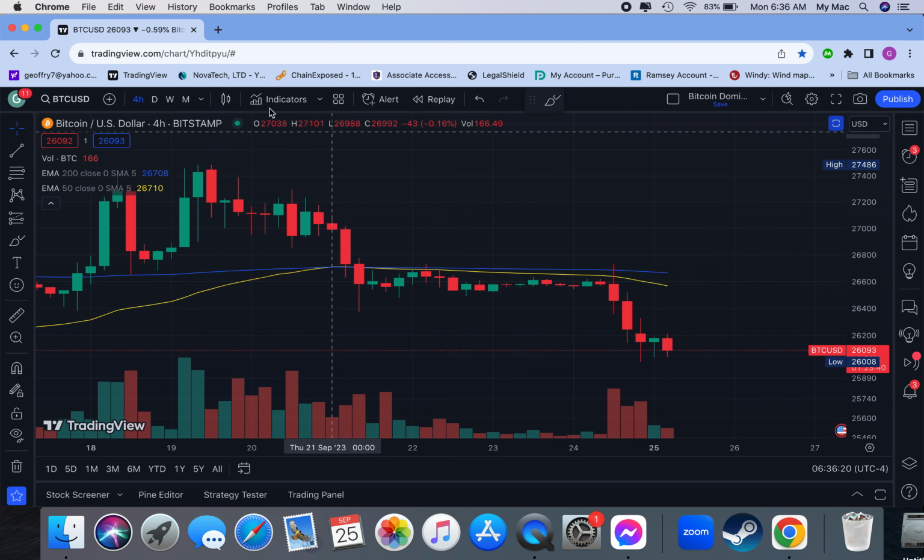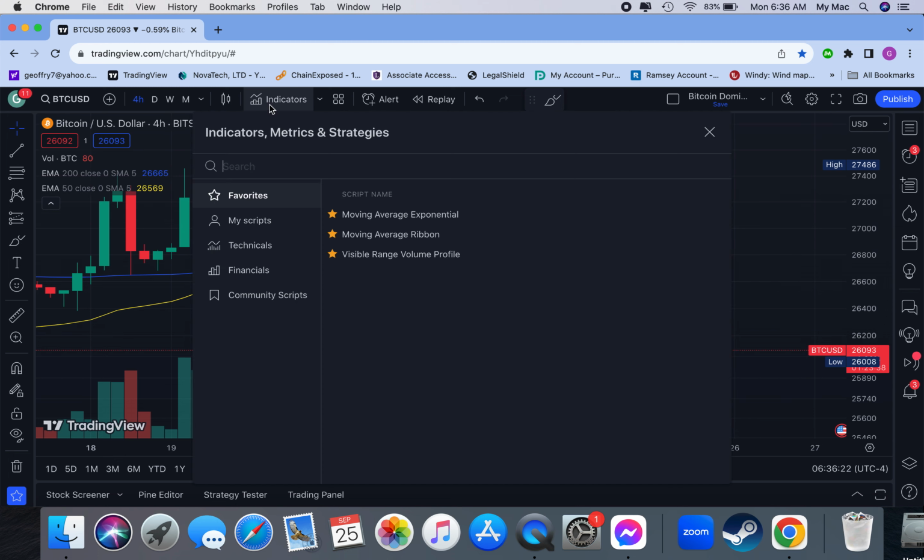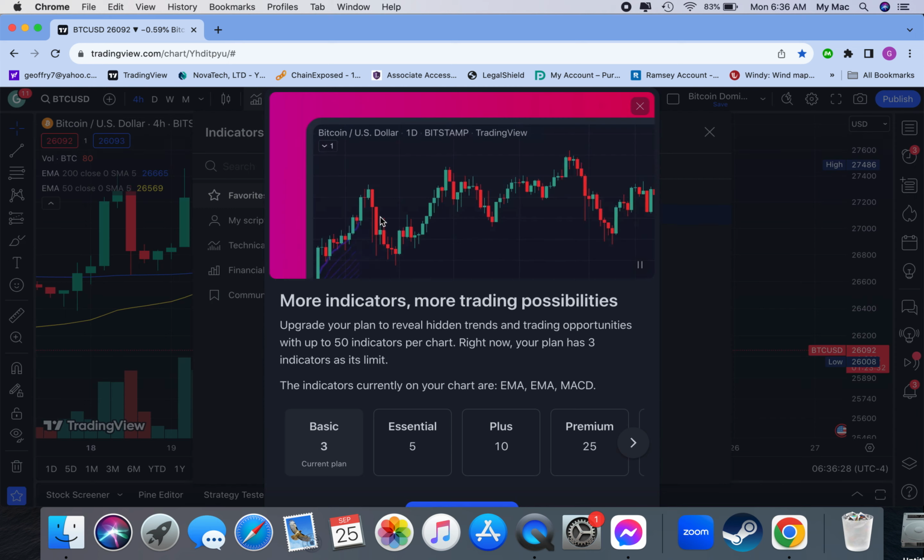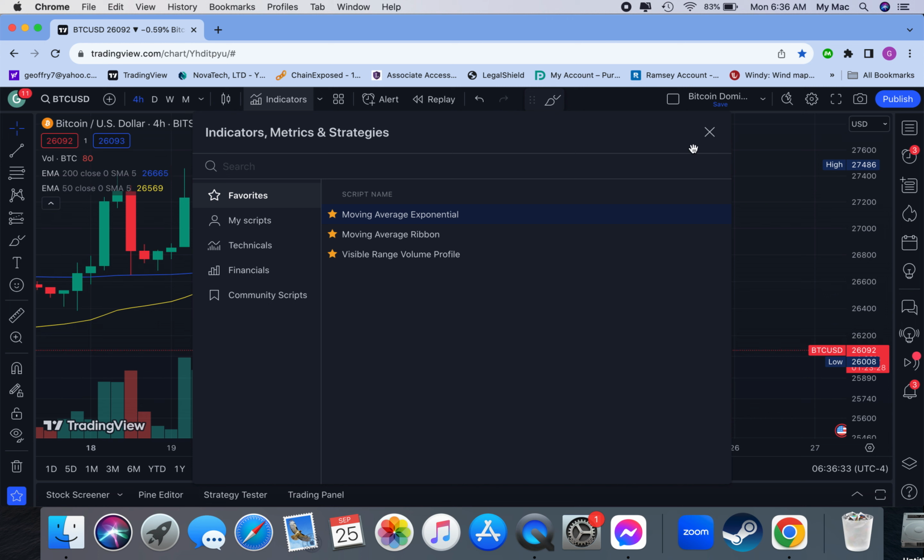And if we wanted to add another one, we would click indicators here, go to one of my favorites here. It says moving average exponential, and it would say that I can only have 3 indicators open at a time. So there you go.